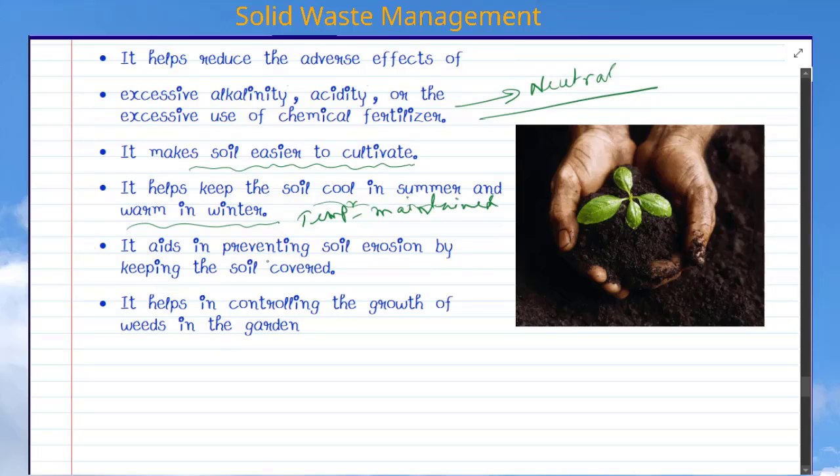It aids in preventing soil erosion. So soil erosion is reduced by keeping the soil covered. It helps in controlling the growth of weeds in the garden. If the soil fertility is good, then the growth of weeds in the garden becomes less.